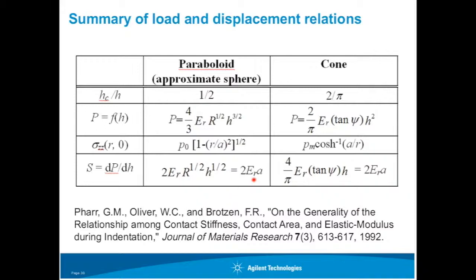So actually, the more familiar version of this expression, that the stiffness is equal to 2 times the reduced modulus times the contact radius, I think the more particular way that people are used to seeing that is that the reduced modulus is equal to the square root of pi over 2 times S over the square root of the contact area, okay? And that is just this very same expression solved for the reduced modulus and calculating an effective contact radius based on the contact area.